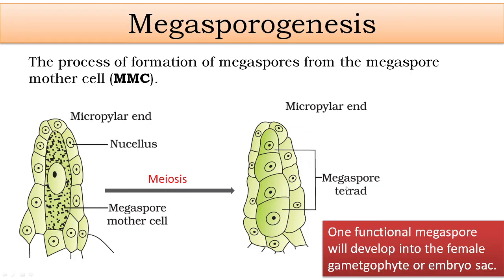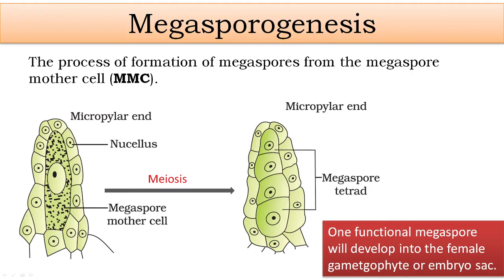Okay, and this one functional megaspore will develop into the female gametophyte or embryo sac. So this is gametophyte, sorry for the spelling mistake over here. So the one megaspore which remains functional will develop into the female gametophyte or embryo sac.